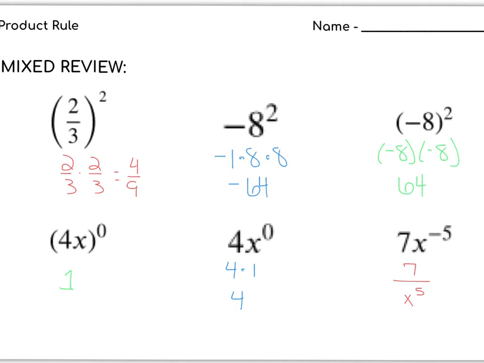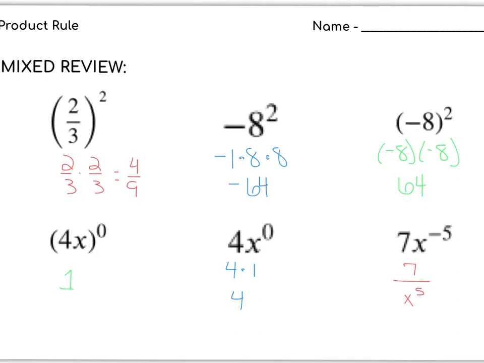So here are the warm-up questions that we did in class and the answers. So make sure you understand all of these. I have worked them out. Your calculator will handle those first three, the 2/3 squared, -8 squared, and then -8 in parentheses squared.